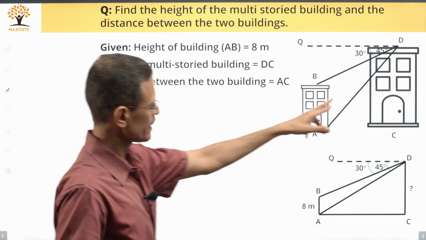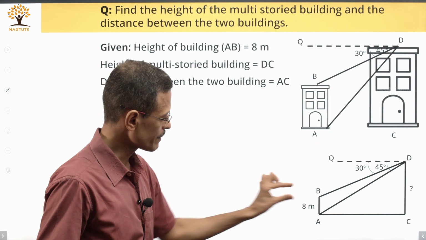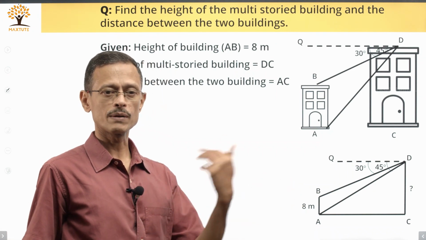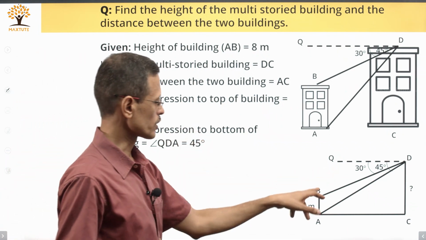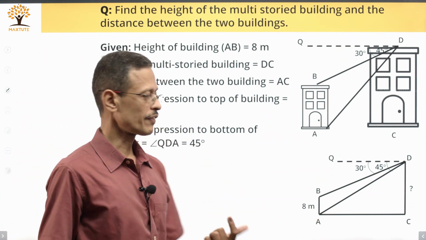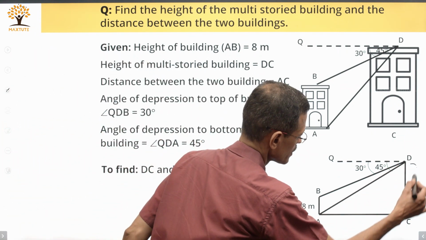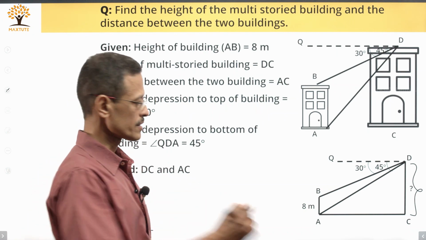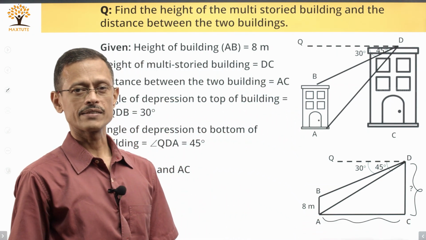Height of the multi-storied building is DC, distance between the 2 buildings is AC, 8 meters is the height of the building whose top and bottom we are looking at. The angles of depression of 30 degrees and 45 degrees to the top and bottom of that 8-meter tall building are mentioned. What do we have to find out? We need to find out 2 things. The first is DC, the height of the multi-story building. The second is AC, which is the distance between these 2 buildings.